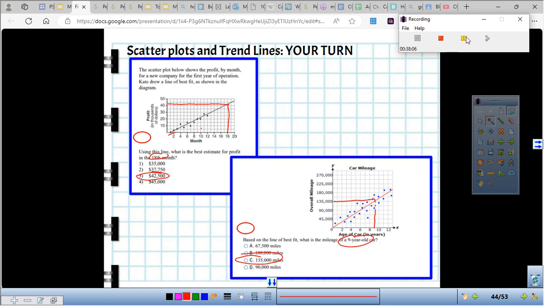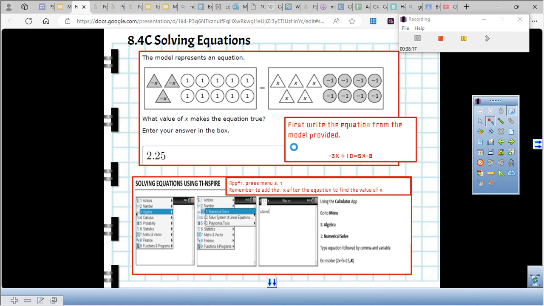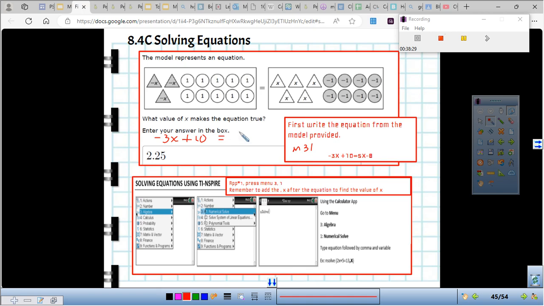Okay, on this part right here, what you're going to do is make equations. This is from 7th grade, guys, when they told you how to come up with equations. And this is practicing just menu 3-1. And solve it. You all should know how to solve it. Just write this equation right here: negative 3x plus 1, 2, 3, 4, 5, 6, 7, 8, 9, 10 equals 5x minus 8. Comma x, and solve it, and it should give you this, okay? It's pretty easy.